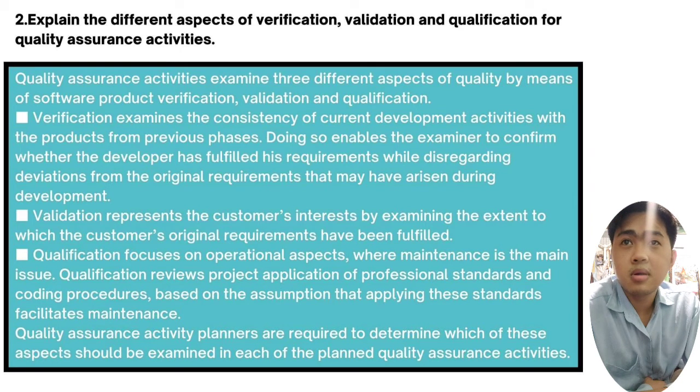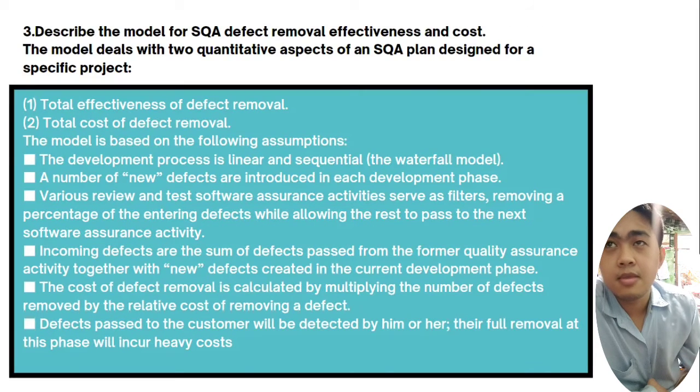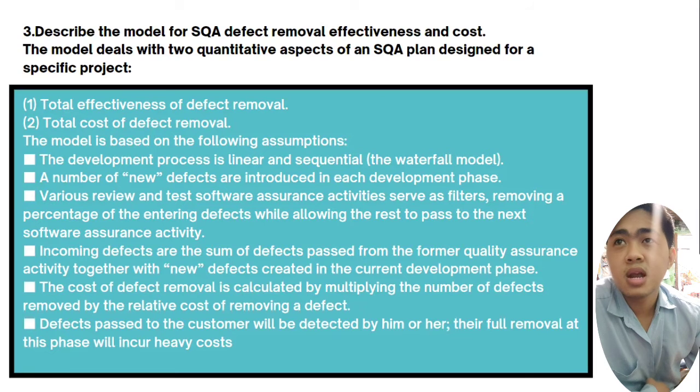Validation represents the customer's interest by examining the extent to which what the customer originally required has been fulfilled. Qualification focuses on the operational aspect, where maintenance is the main issue. Qualification reviews project application of professional standards and coding procedures, based on the assumption that applying these standards facilitates maintenance. Quality assurance activity planners are required to determine which of the aspects should be examined in which of the planned quality assurance activities.